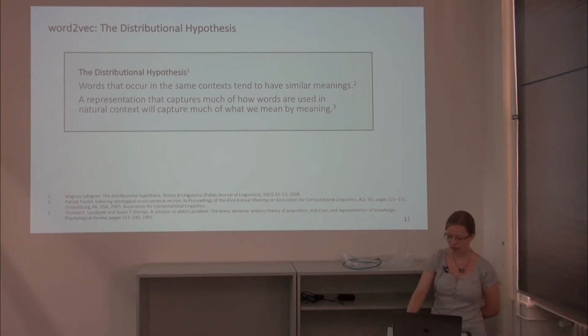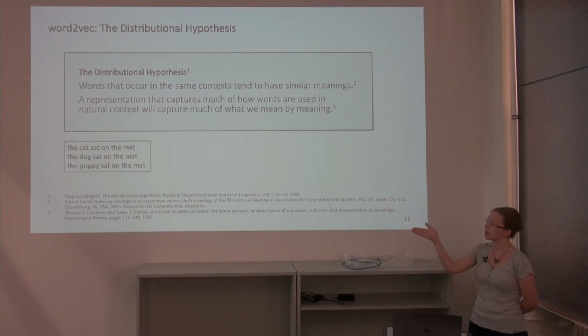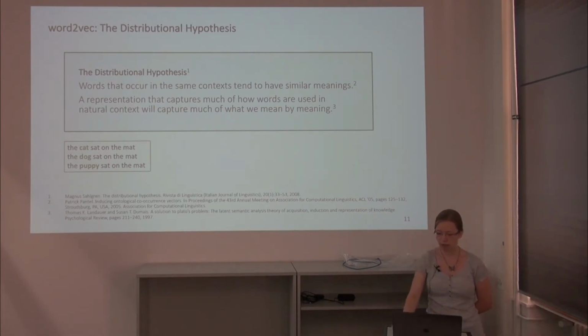Let's look at this with an example. I hope it'll become clearer. Look at these 3 sentences. In each of these 3 sentences, only one word changes: the cat sat on the mat, or the dog, or the puppy. Now, what this hypothesis says is, from the fact that the context of these words is the same, the sat on the mat, you would infer that these entities all have something in common. The cat, the dog, and the puppies are things that tend to sit on mats.